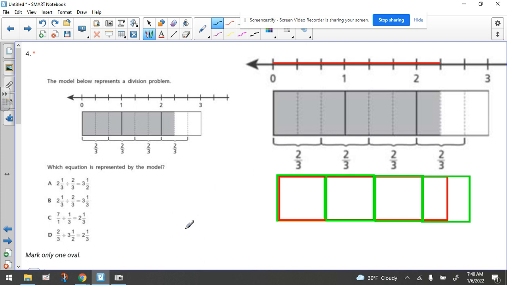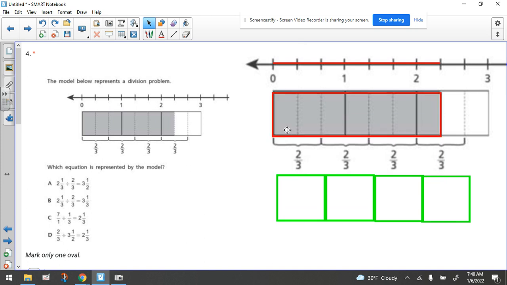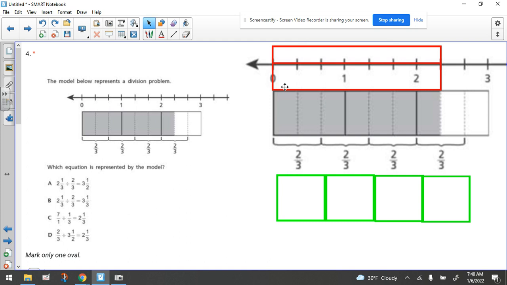All right, so first of all, let's talk about what's the dividend. The dividend is the thing that's being broken up into equal groups. So I have that represented here on this red line. I also have a red box here. Let me pull this up so you can see. See, this is the dividend. So what is that amount? How do we figure that out?